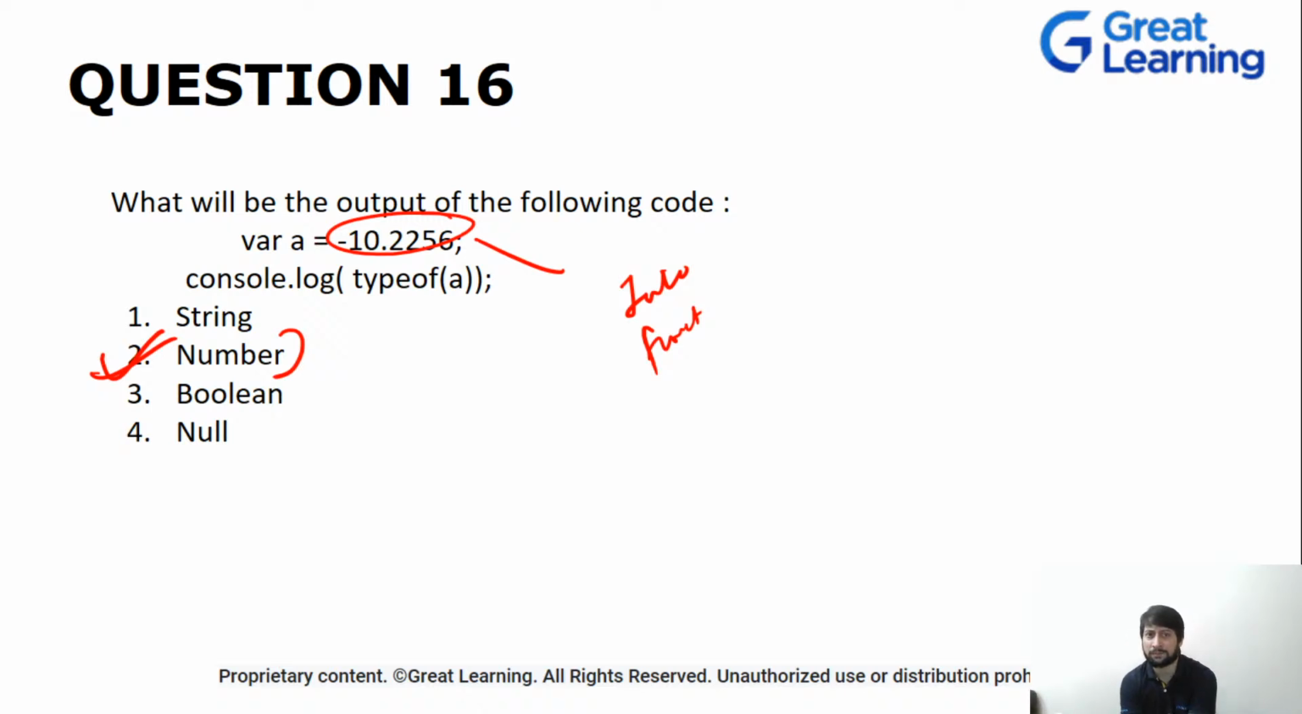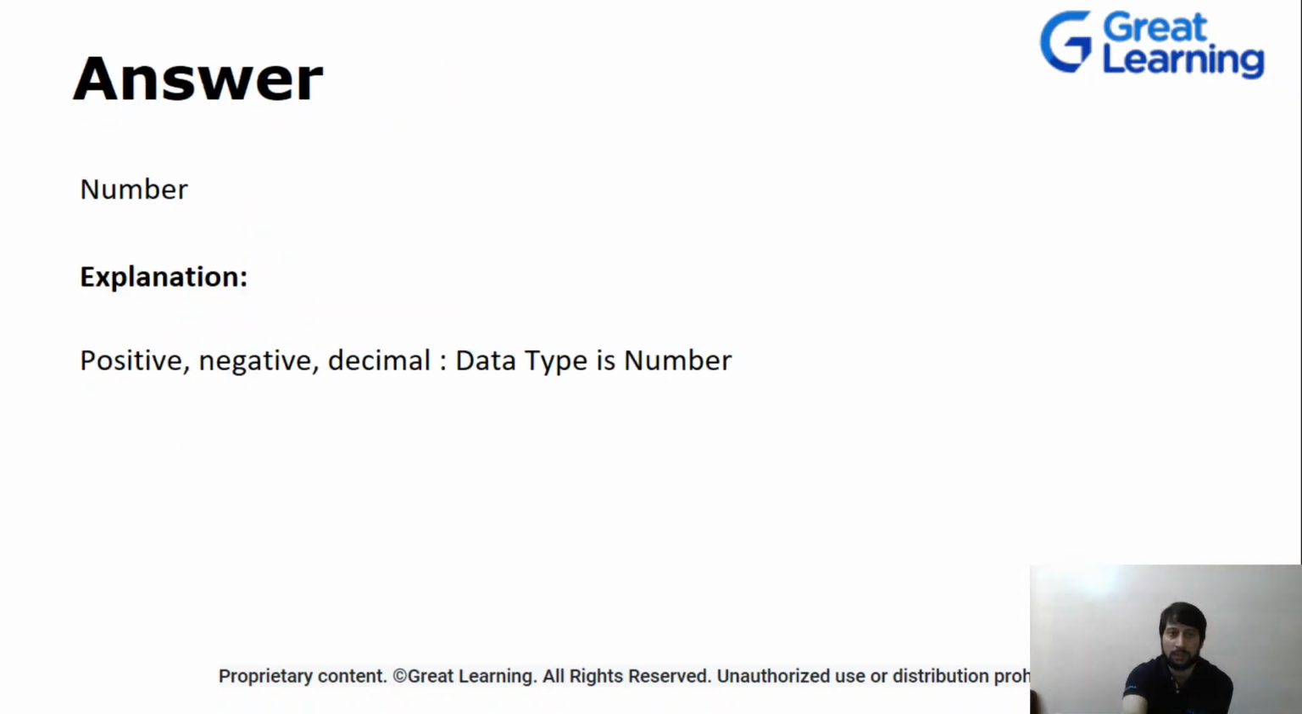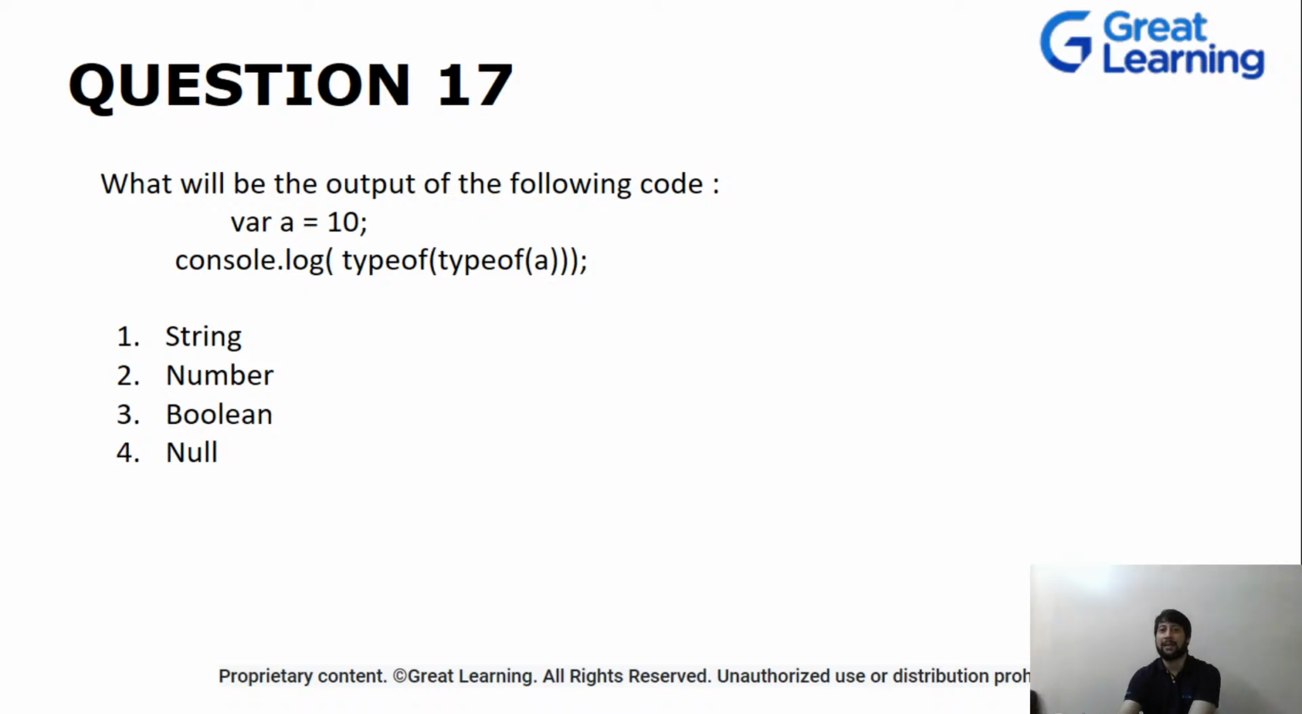It's not a string, guys. The answer is 2, right? It's not a string. It's not a boolean value as well. So the data type of a is a number. Okay, correct. So positive, negative, decimal, the data type is a number. All of these will fall under number. Now can anyone tell me what will be the output in this case?